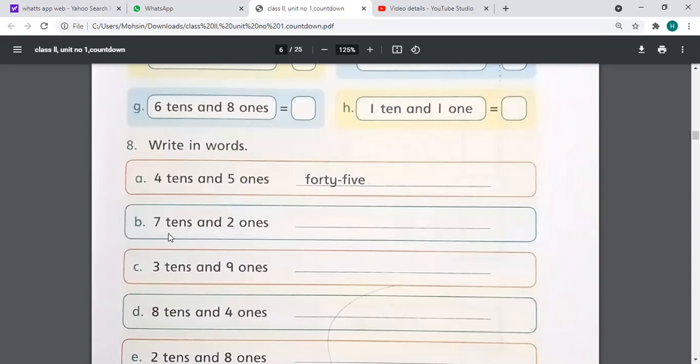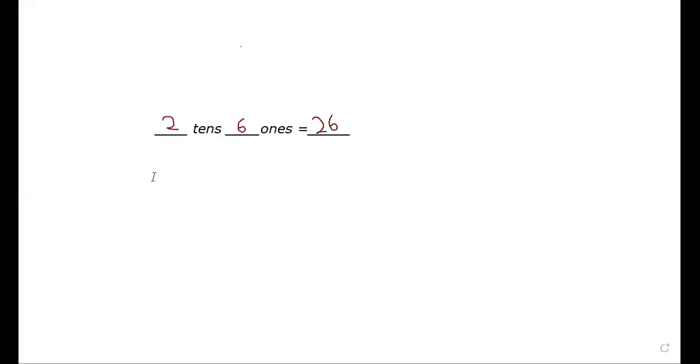Now the next one is 7 tens and 2 ones. Come to the board. You can see here what they are saying. 7 tens and 2 ones. When we write them together, it makes what? 72. And now we have to write it in words.